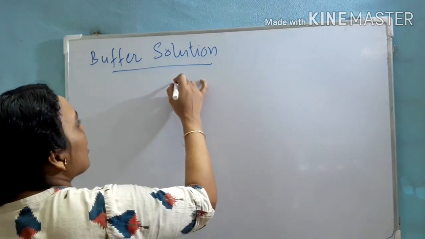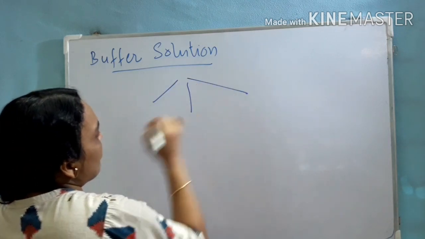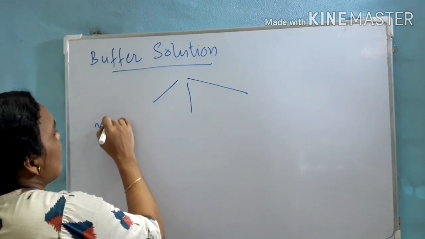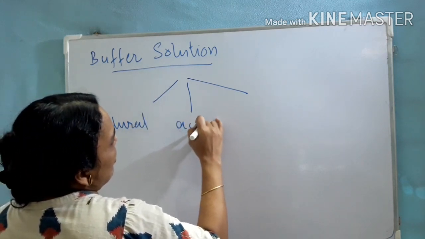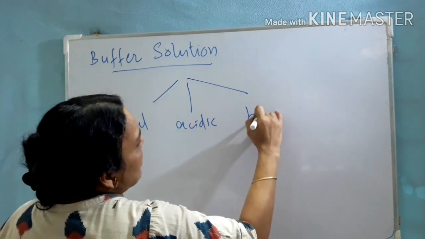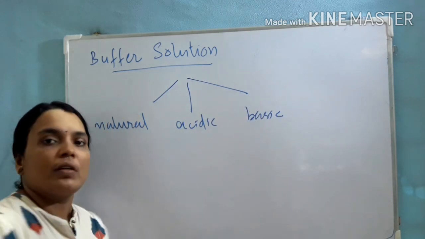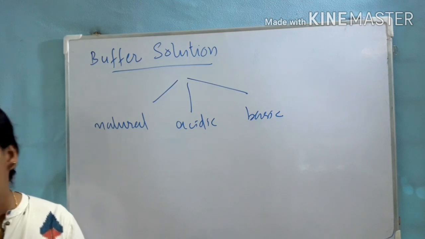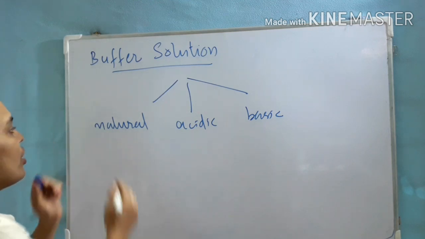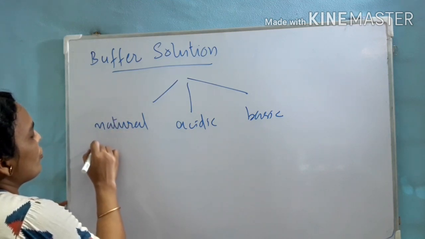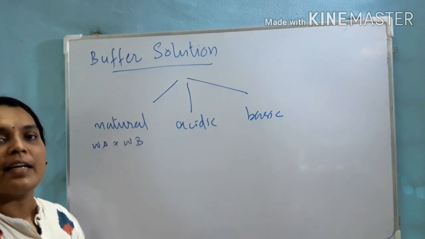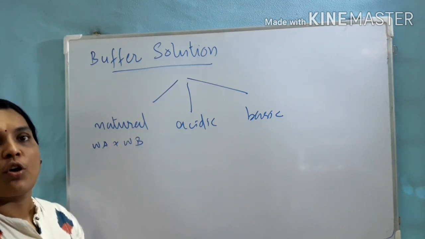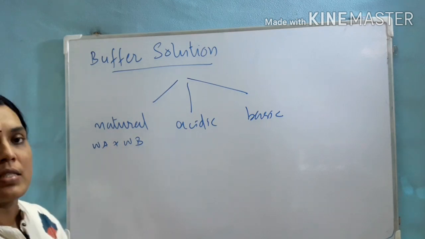Generally, buffer solution is classified into three different types. That is natural buffer, acidic buffer and basic buffer. Natural buffer means a salt of weak acid and weak base, generally acting as a natural buffer.